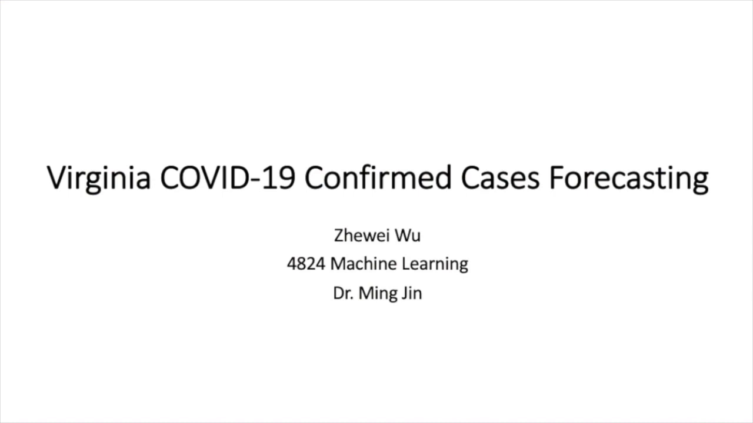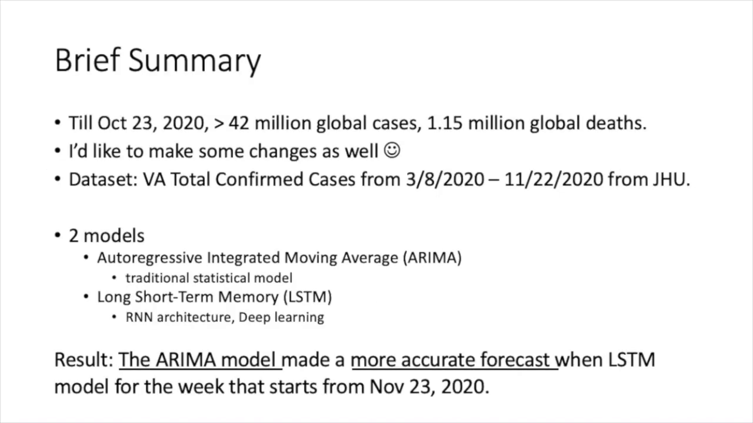Hi everyone, my name is Wu Zhewei. The project I did is to forecast COVID-19 confirmed cases in Virginia for a specific week that starts from November 23rd, 2020. So the context is, as you all know, that the COVID-19 appeared in Wuhan, China at the end of 2019 and then rapidly spread all over the world.